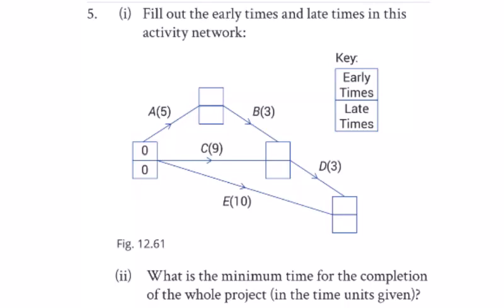In the first of these videos on early times, late times, we have a simple start, an activity network. A5 doesn't depend on anything, so we can put a 5 in here. This box has two things feeding into it, so we have to think about, can I put 8 in there? Well, I can't put 8 in because C takes 9. So I've got to put the higher value in, 9. 9 and 3 is 12.